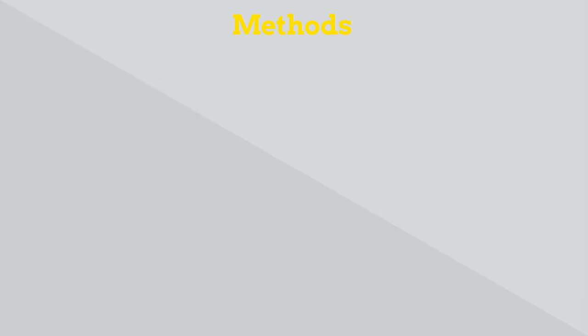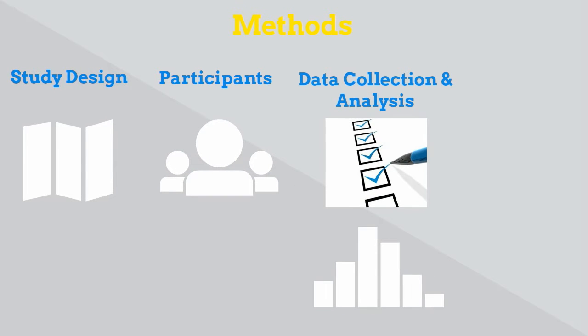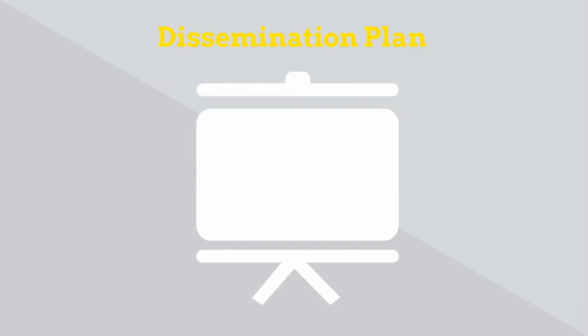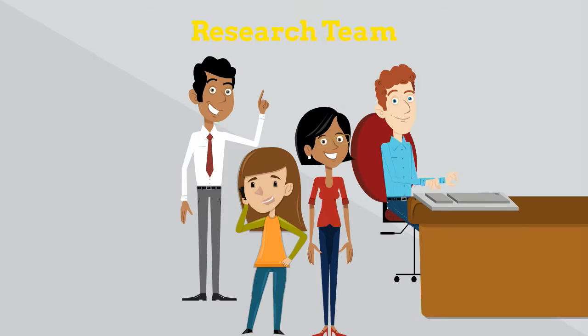The third section of the proposal is the methods section. Here, describe the study design, the participants, the data collection and analysis procedures and tools, as well as the feasibility of the study. The fourth section of the proposal is the dissemination plan. Here you must identify how the knowledge gained from the study will be used and communicated to the research community, stakeholders, and the wider public. Be as specific as possible.